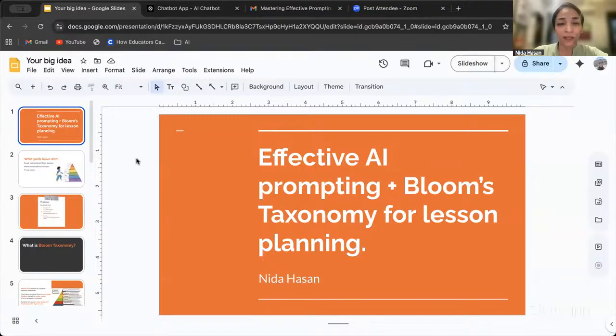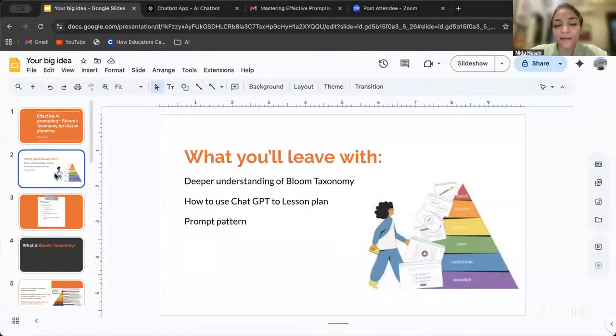So, effective AI prompting and Bloom's taxonomy for lessons. What you will take from this lesson is that, first of all, I'm going to deepen your understanding of Bloom and how to then use ChatGPT for lesson planning, and then the prompt pattern that we should follow.